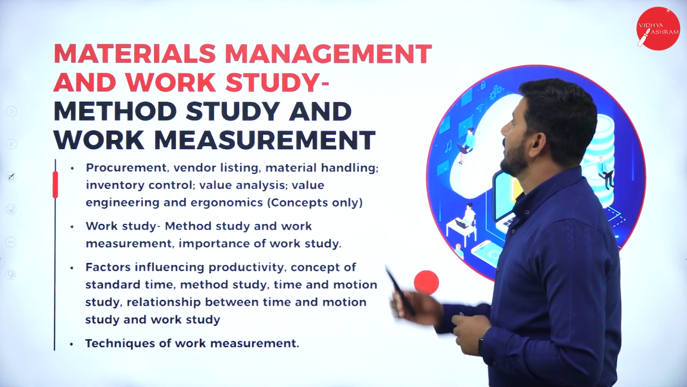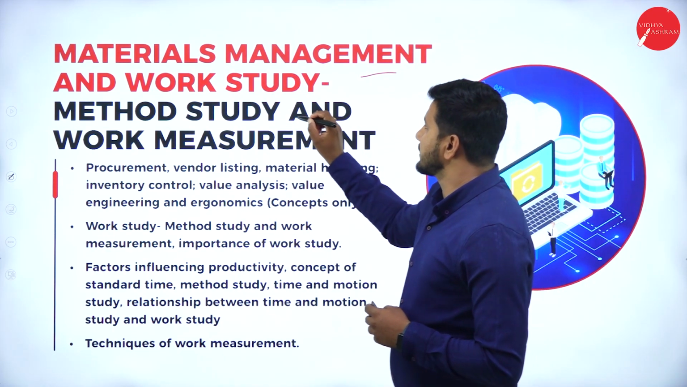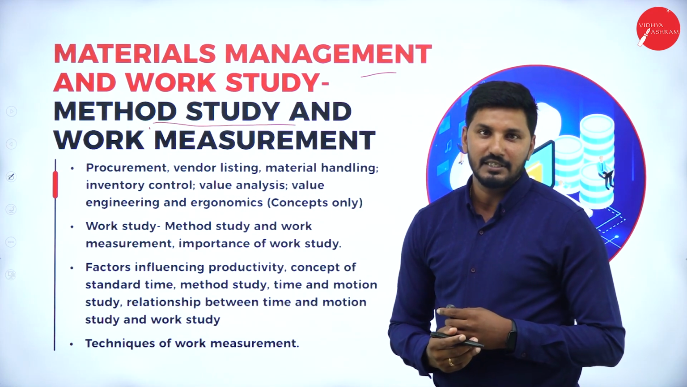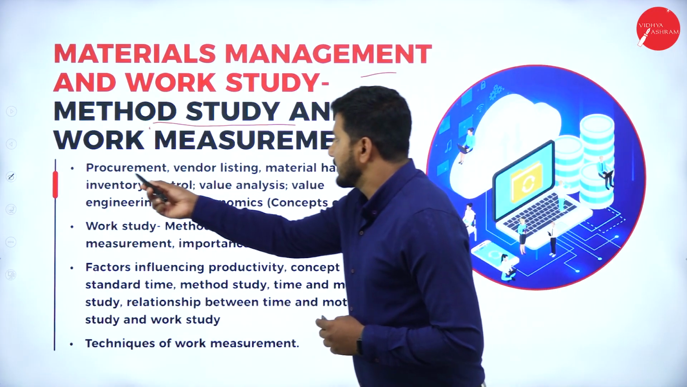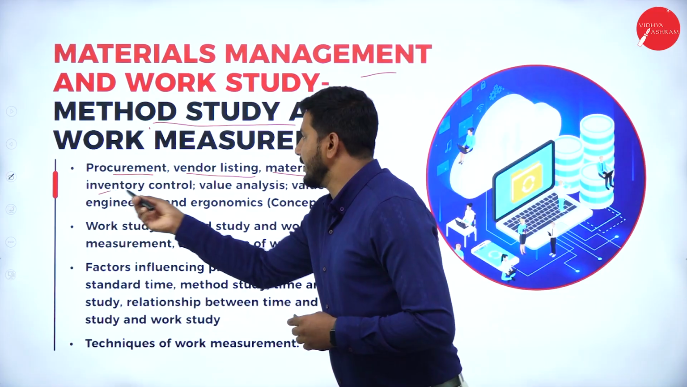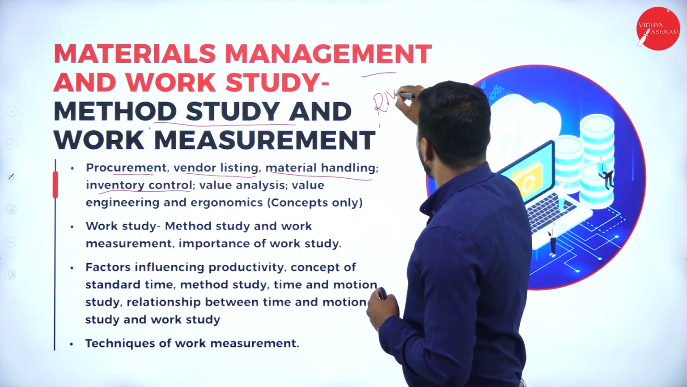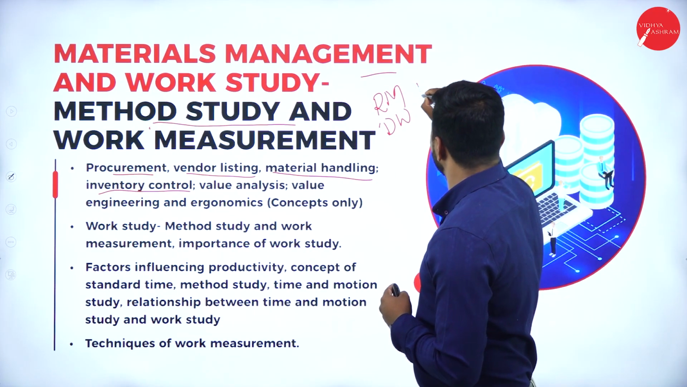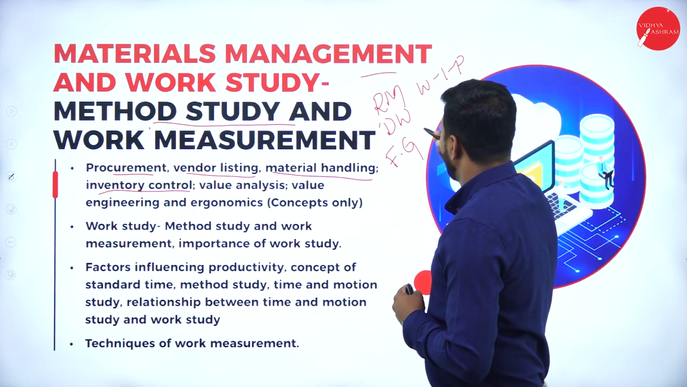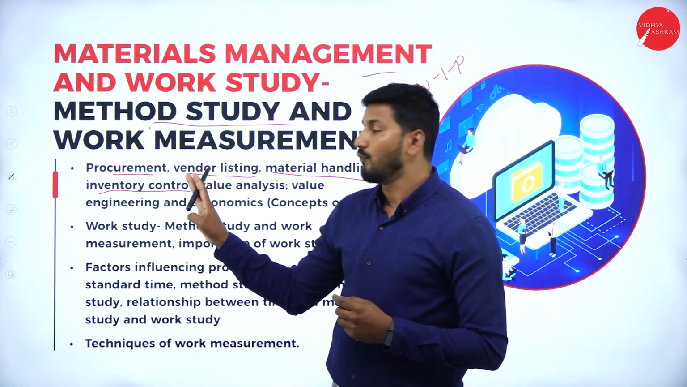It's related to materials management and work study. In this fourth module, you'll get to know the methods to study work measurements. It includes procurement, vendor listing, material handling, and inventory control. In the sense of the basic inventories like raw materials, direct materials, work in progress, and finished goods. Every inventory measure or inventory control is included in the fourth module.